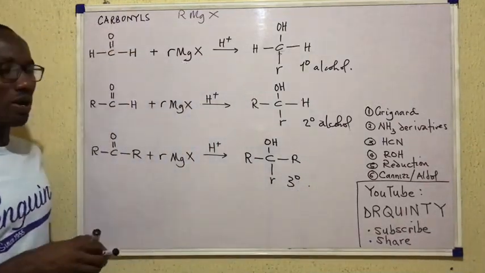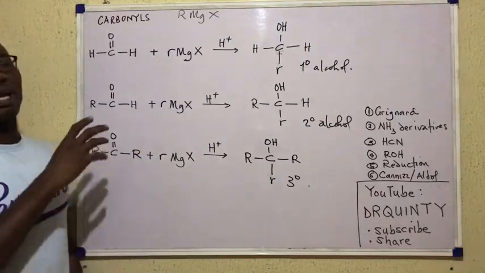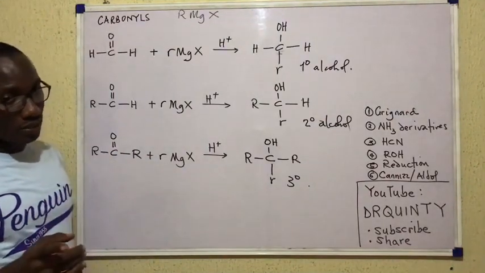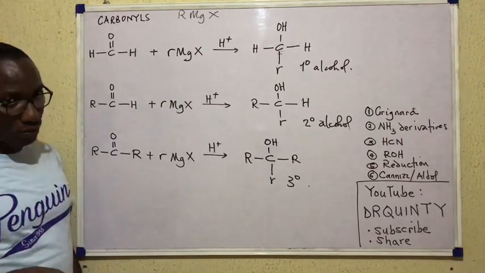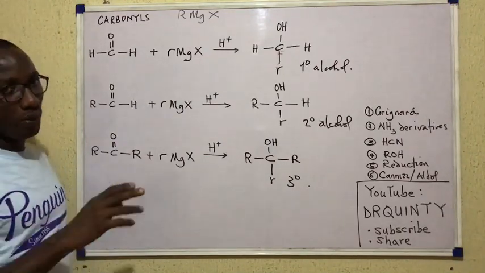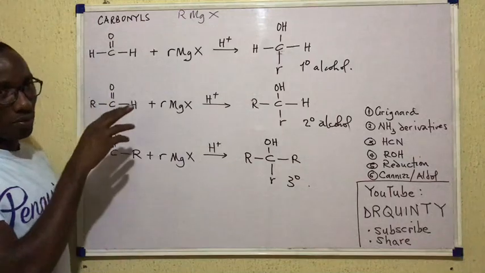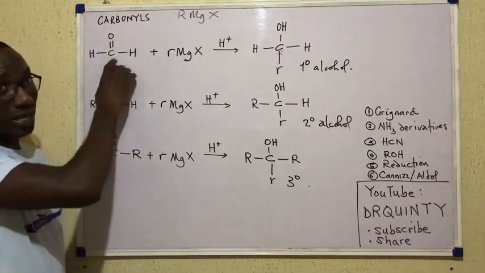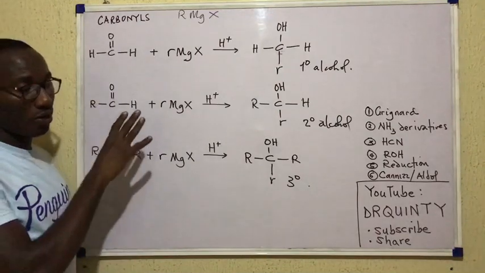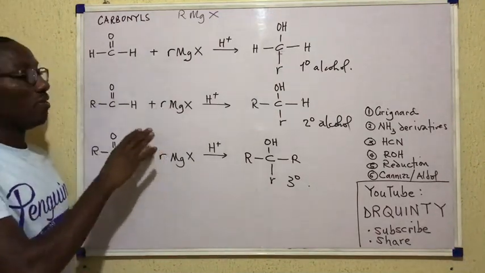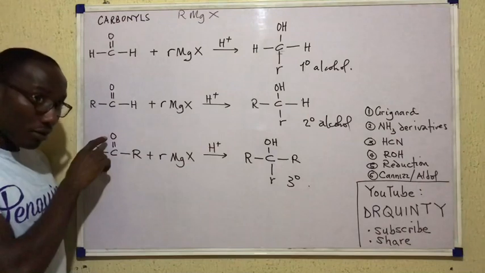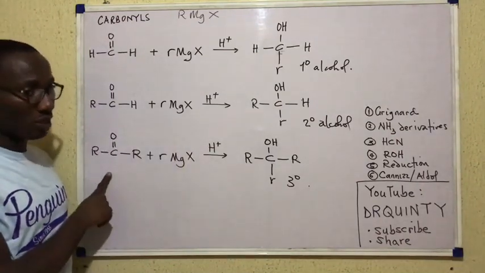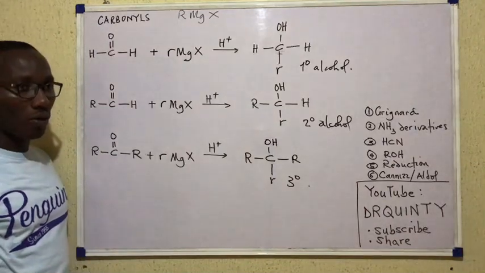So in summary, what do we get when carbonyl compounds react with Grignard reagents? Answer, we get alcohols. If the carbonyl compound is methanal, then you get a primary alcohol. If it's any other alkanal, you get a secondary alcohol. And then for the alkanones, they give us tertiary alcohols.